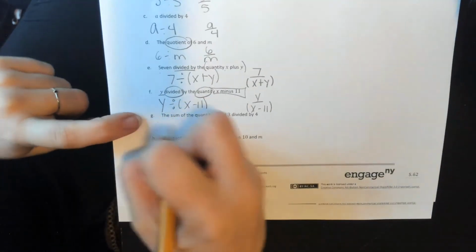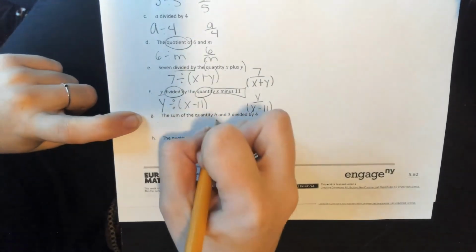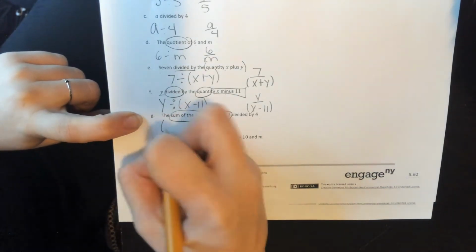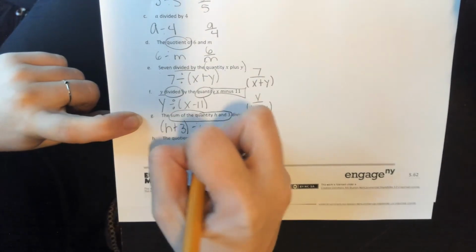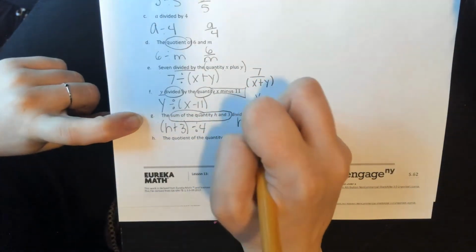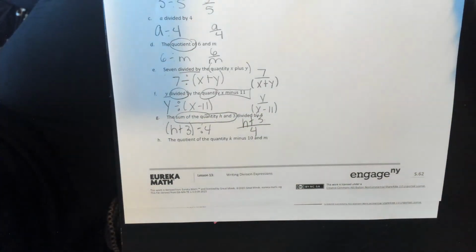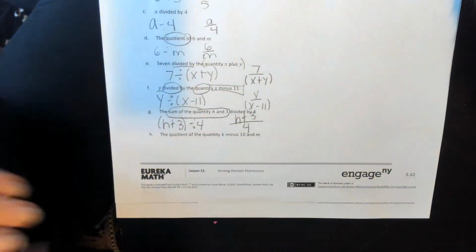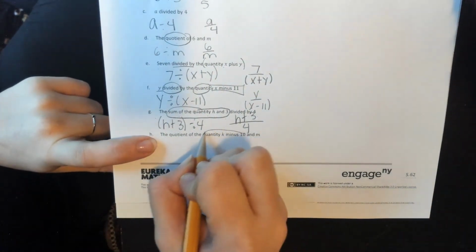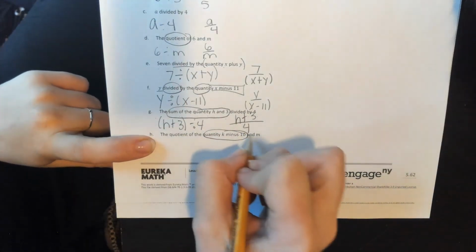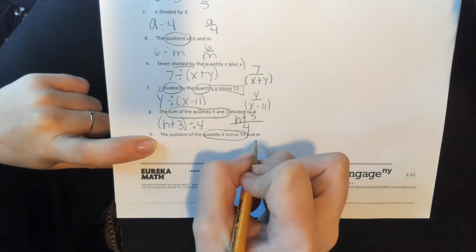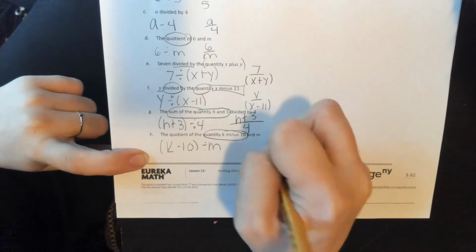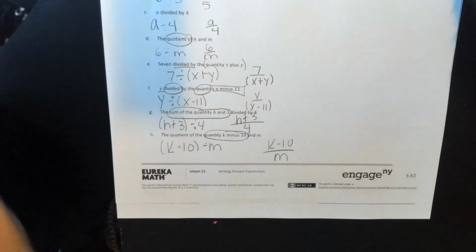Okay, and then for G, the sum of the quantity H and 3 divided by 4. So the sum of the quantity H and 3, that would be H plus 3 divided by 4. Or H plus 3 over 4. The quotient of the quantity K minus 10 and M. So K minus 10 goes together, and M. So K minus 10 divided by M. Or K minus 10 over M.